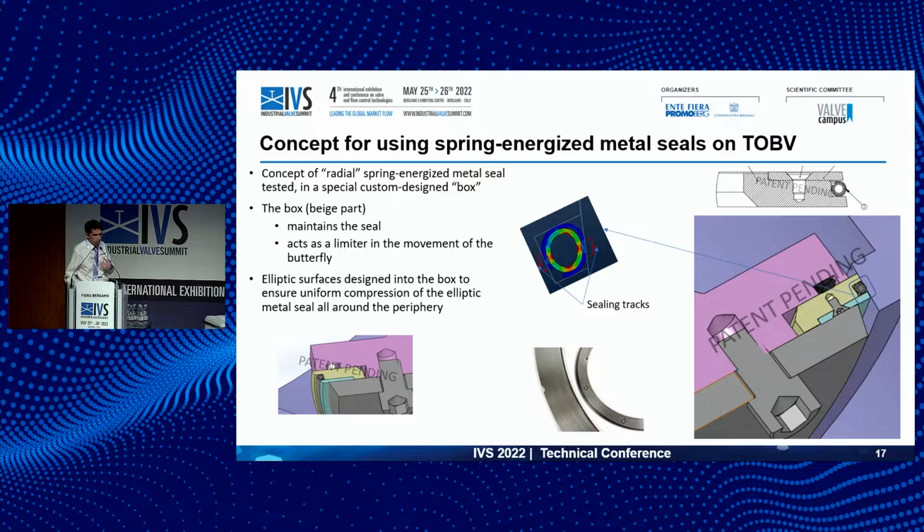There is the beige part, which is the box that is going to maintain the seal, and which is going to act as a limiter in the movement of the butterfly, because it is normally what is expected for a seal for a triple offset butterfly valve, according to the standard. The elliptic surfaces, which are designed into the box, enable a uniform compression all around the circumference. Otherwise, we would have to make an elliptic seal. So the seal is made elliptic by the box itself.